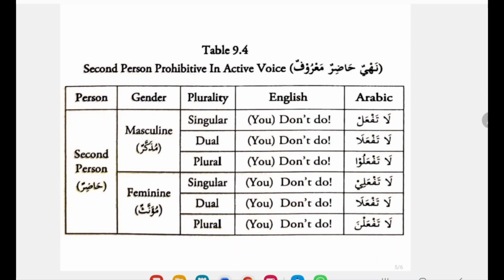Once you're done with the procedure, meaning adding a jazm and then adding a la, this is what you're going to get. So la taf'al means you, one person, don't do. La taf'ala means you two people, you two men, don't do. La taf'alu means you three or more men, do not do. La taf'ali means you one woman, do not do. La taf'ala means you two women, don't do. So la taf'ala and la taf'ala is the same for masculine and feminine. And finally, la taf'alna means you all women, meaning three or more women, don't do.